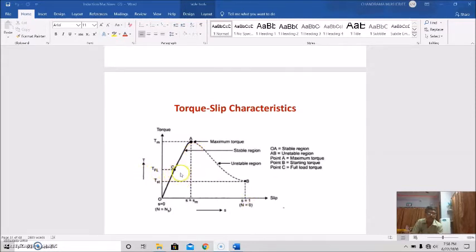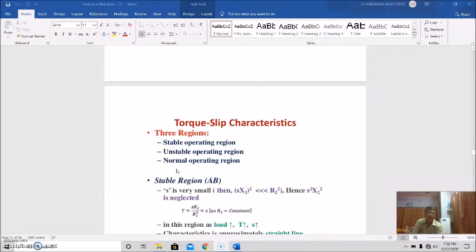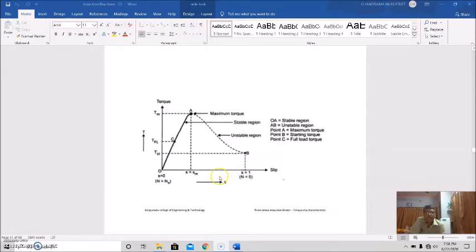So point C, this is the full load torque. Okay, so that is the torque slip characteristics, and you see it has three regions as you are finding: the stable operating region, the unstable operating region, and the normal operating region. Okay, the stable region, as I told you, this AB is the stable region.